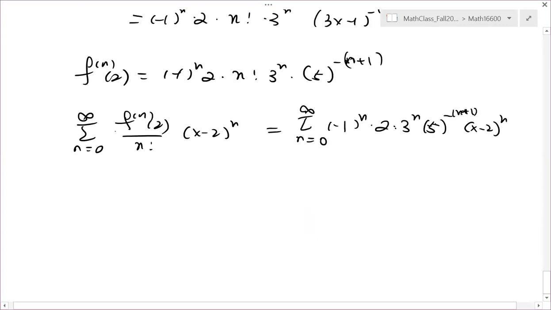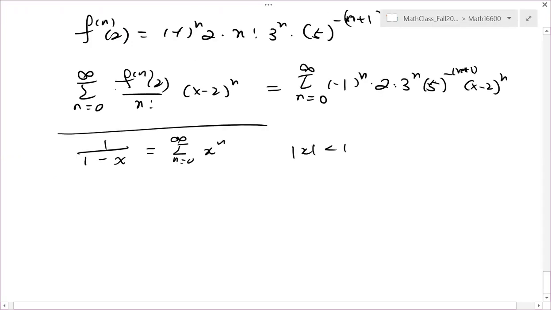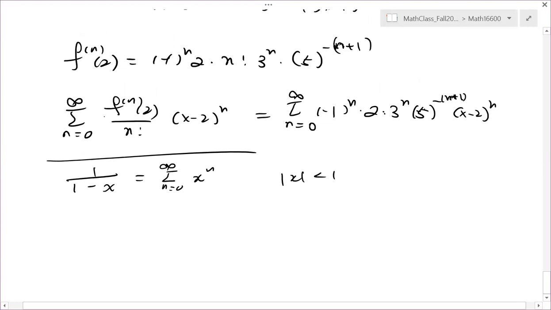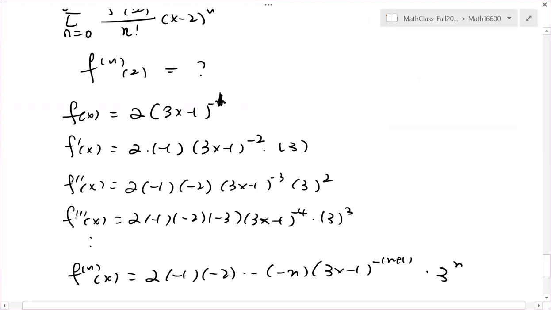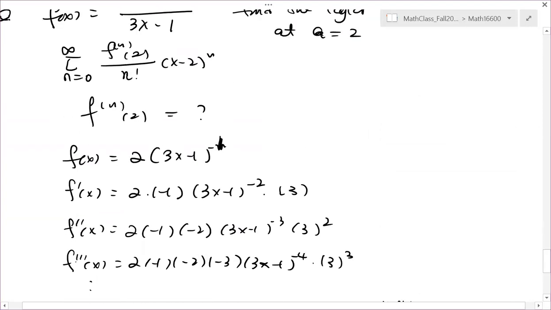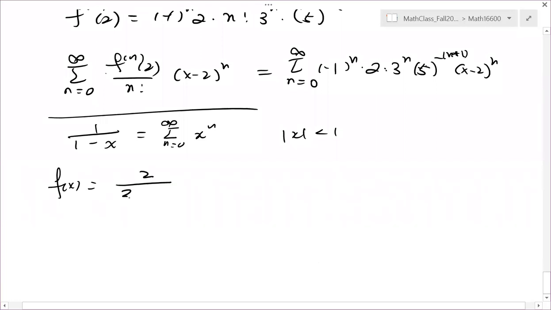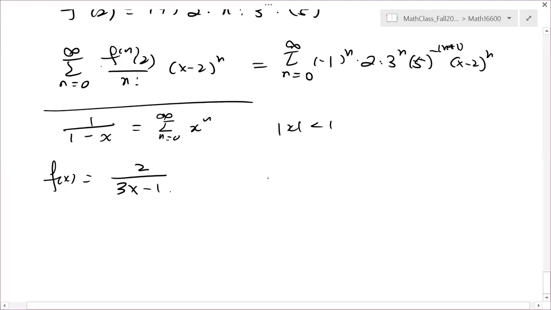So the best way to do it is, because this function looks like this function, and this holds for |x| less than 1, then just use that: modify the function and use that. Of course, it requires some algebraic skill to modify the function, but that's okay, right? So our function, I forgot my function, I don't have a memory, sorry. So my function is 2 over 3x minus 1, okay? Yeah, so this is the function, so a equals 2, okay?